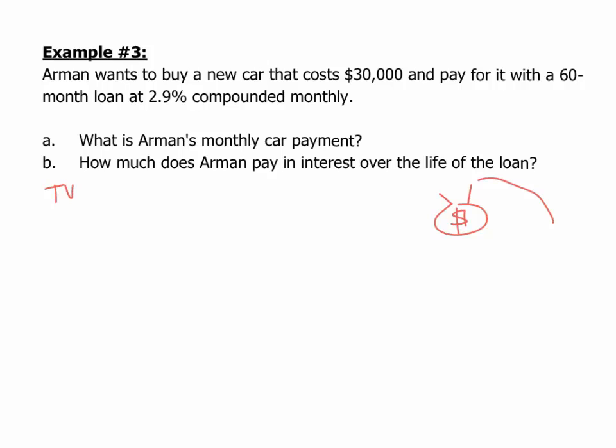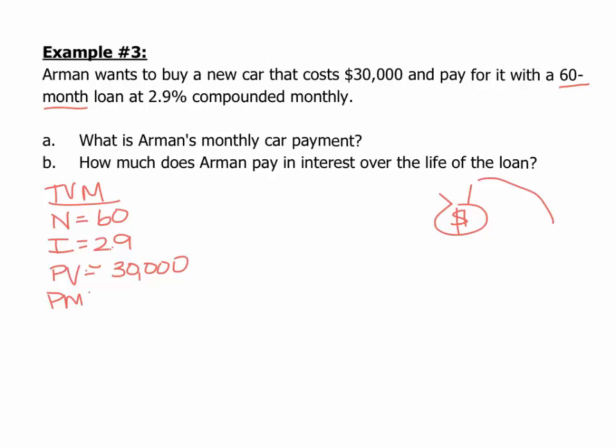So if we use our TVM solver values, my N, now typically we have to calculate our N, but they tell us that we're supposed to have a 60-month loan, so that is the total number of payments that we're going to have. So my N is going to be 60. My I is going to be 2.9. My present value, this is the amount of my loan, so this is going to be the $30,000.